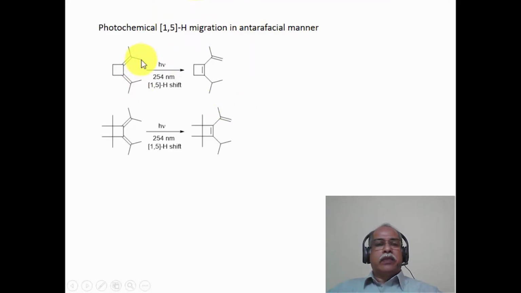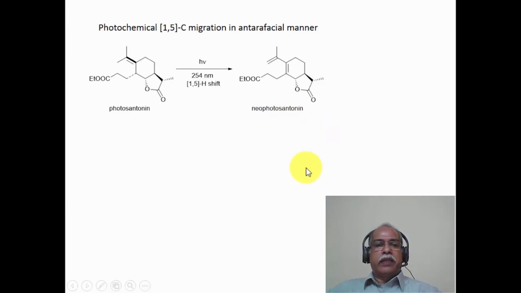So the migration of this particular hydrogen over here results in the formation of this particular compound. And the steric effect, which leads to the non-planarity of the pi bond, is what is responsible for the facile antarafacial migration in both cases. These are two examples of antarafacial hydrogen migration.